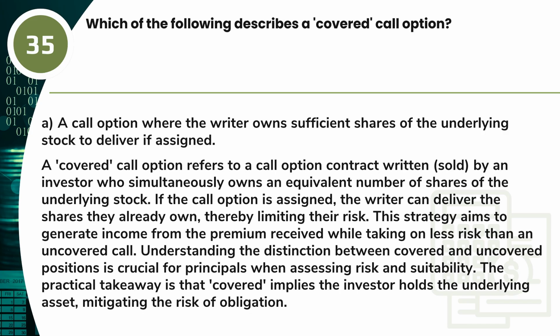Answer: A. A call option where the writer owns sufficient shares of the underlying stock to deliver if assigned. Explanation: A covered call option refers to a call option contract written, sold, by an investor who simultaneously owns an equivalent number of shares of the underlying stock. If the call option is assigned, the writer can deliver the shares they already own, thereby limiting their risk. This strategy aims to generate income from the premium received while taking on less risk than an uncovered call. Understanding the distinction between covered and uncovered positions is crucial for principals when assessing risk and suitability. The practical takeaway is that covered implies the investor holds the underlying asset, mitigating the risk of obligation.